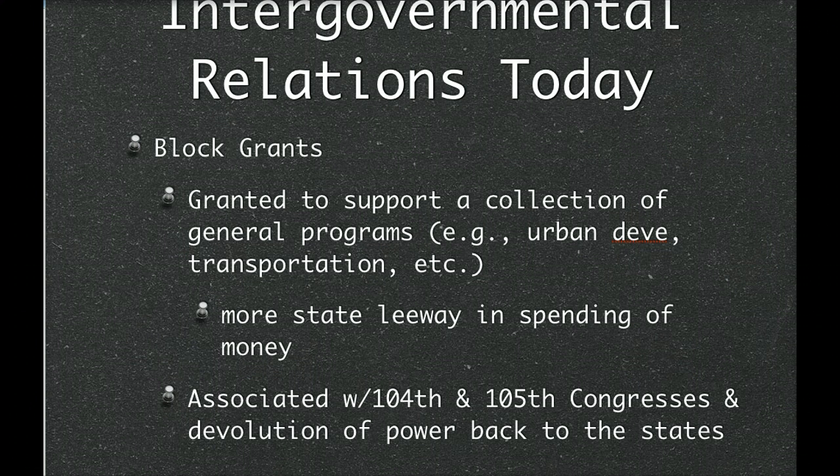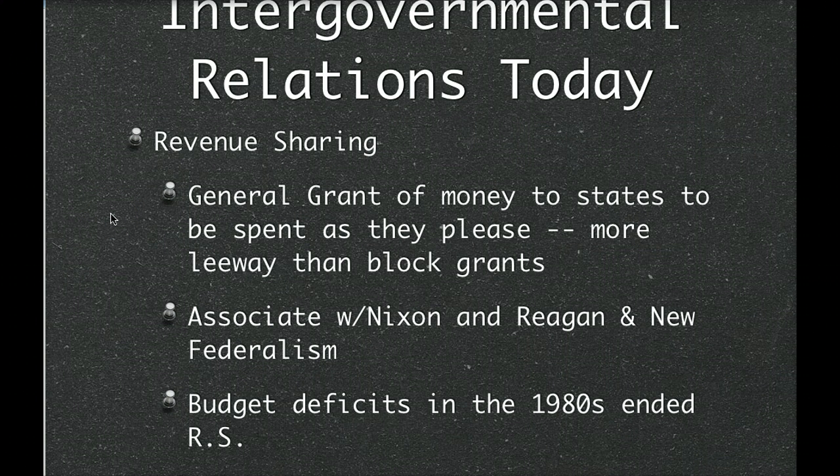Now there's one other type I'd like to talk about before we move on to a couple of the other things, and that is what we call revenue sharing. Now revenue sharing, it's a dinosaur because it doesn't exist anymore. Revenue sharing was popular in the 70s and into the early 80s. It started with Nixon, it ended with Reagan and what we call New Federalism. And there was in this case, a general grant of money to the states detached. And that meant that they had a lot more leeway than block grants. And it was associated with Nixon and Reagan and what we call New Federalism, which we'll get to in a couple minutes.